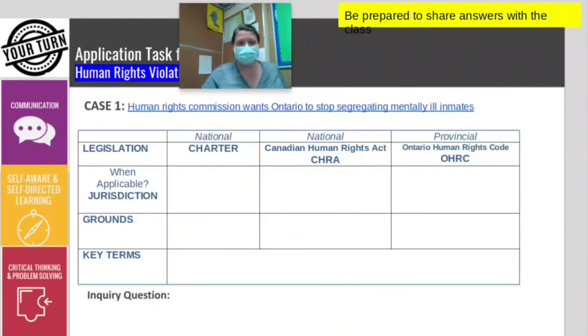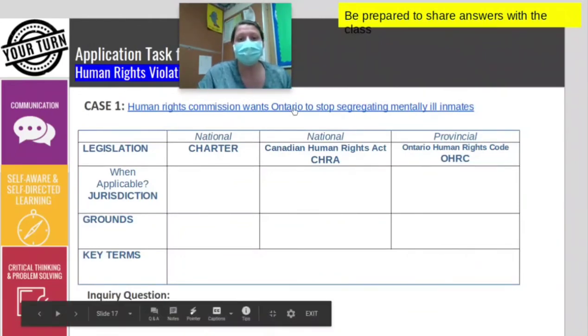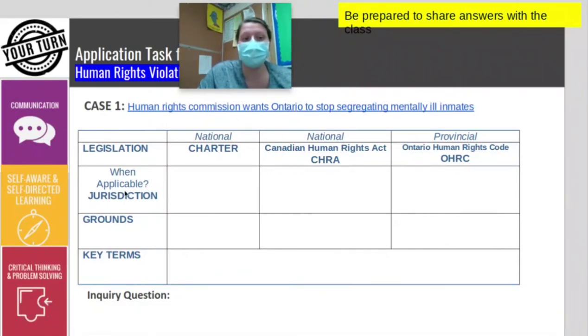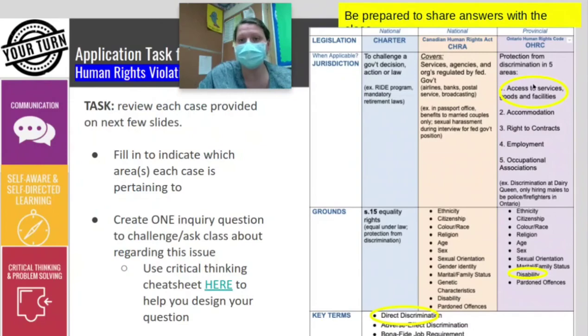So as I said, on each of the slides you are going to see the link there. You're going to read it, watch it, whatever that is, and then you are going to go through and tell me which jurisdiction in the right column and put the information. So again, like I said here, you would write accommodation or employment.